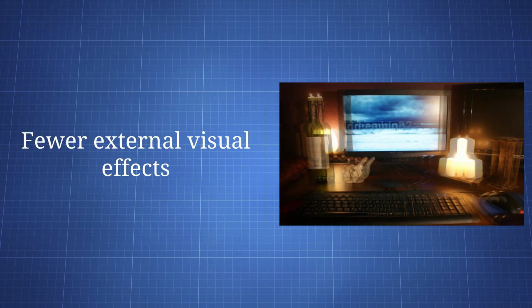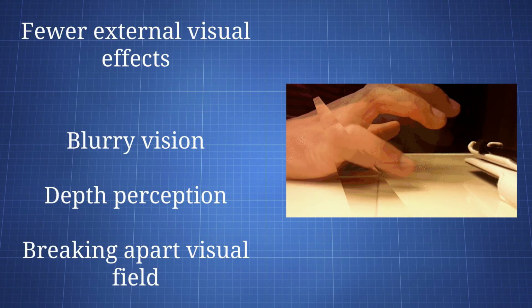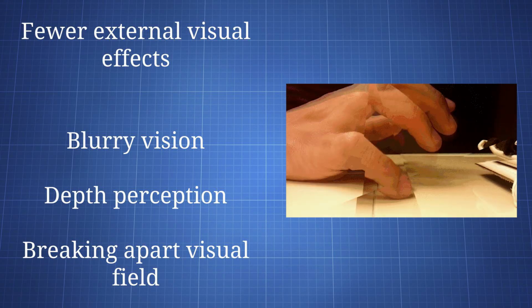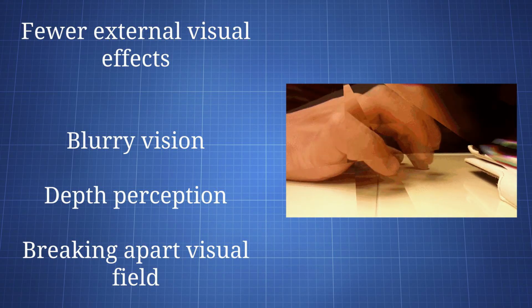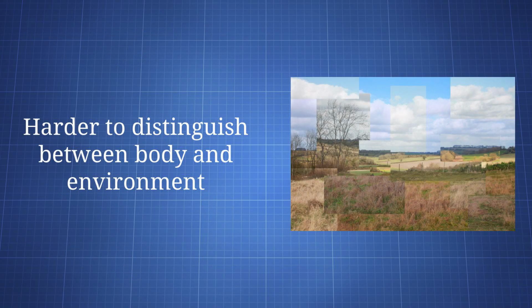There are not as many complex external visual effects, but they can make your vision blurry, alter your depth perception, and begin to break apart your visual field, resulting in splicing and disconnections throughout your vision. Distinguishing between your body and environment can become difficult, making it feel as though the boundaries of your body have expanded.